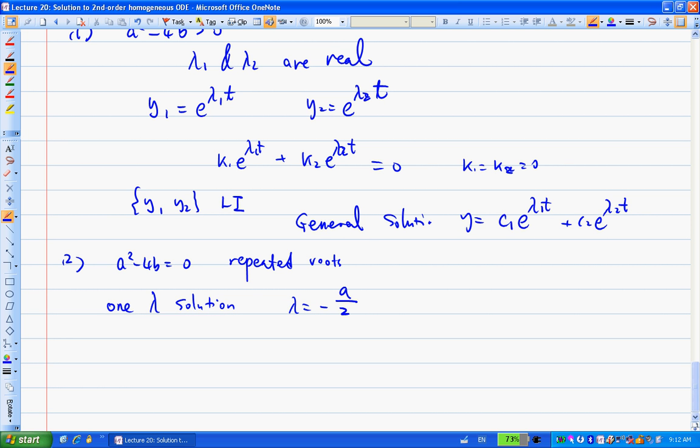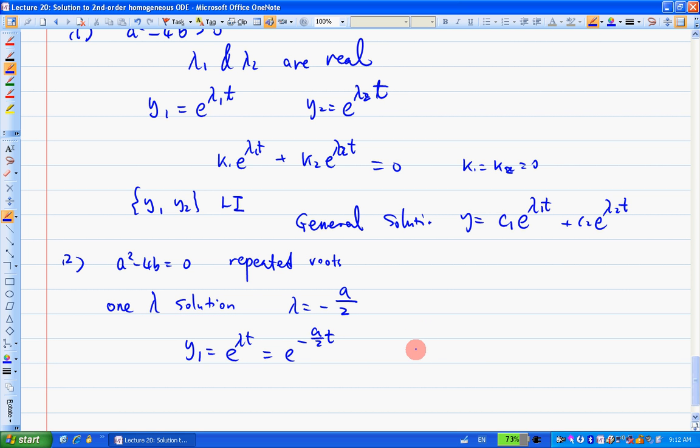If this is the only solution, it means you have the solution e to the power lambda t, which is e to the power negative a over 2 t. That's the only solution you have here. But what we're looking for is a general solution, so we need two solutions to form a general solution. If only one, you can't form one.